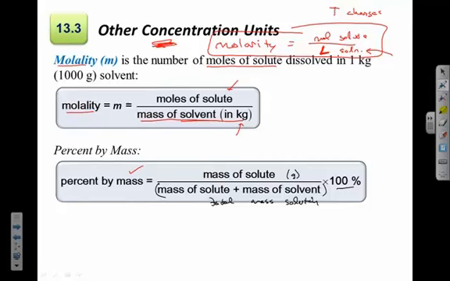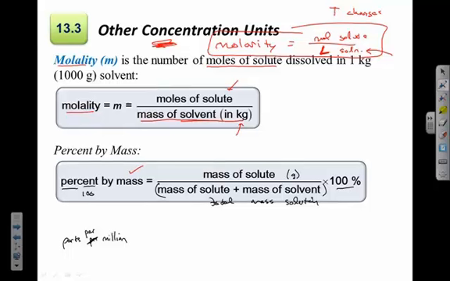Percent means per century, or per 100. One more that you should know, especially used in environmental studies, is parts per million. A percent is just parts per 100, right? 5% means 5 parts of solute per 100 total parts, or 5 grams of solute per 100 total grams. Parts per million is when you have a really dilute solution. So if you had 5 parts per million, that would be for every million grams, only 5 of those grams are actually solute. Right? So that's really dilute.